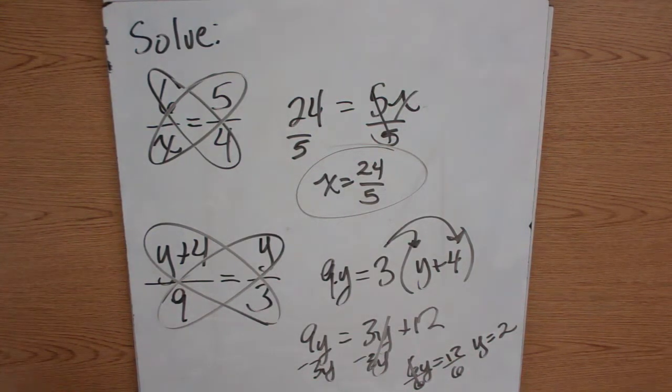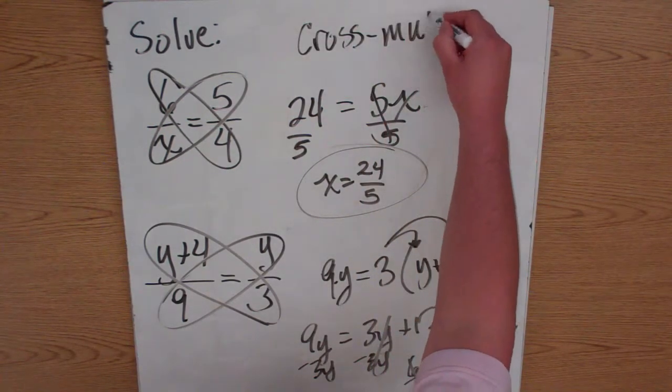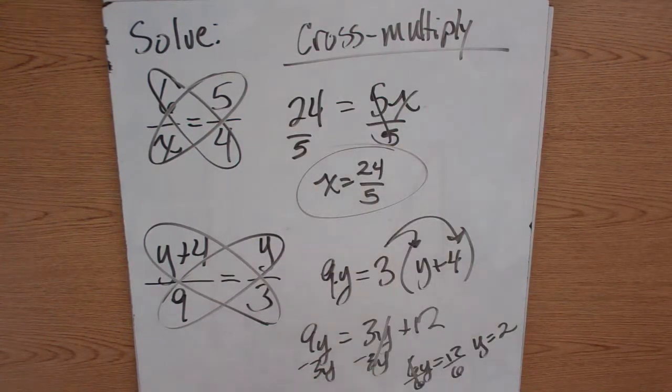You cross multiply. Cross multiply. Okay? That's the trick to solving proportions. Cross multiplication.